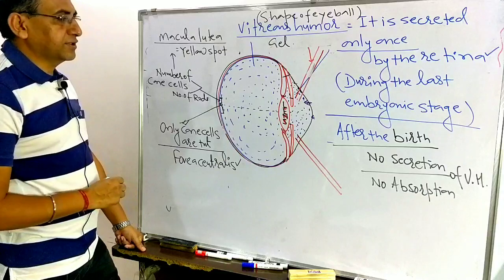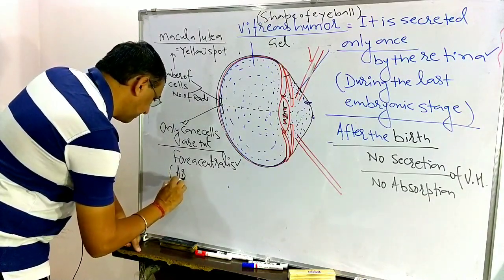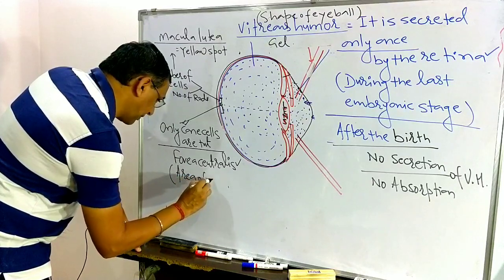This area is known as the fovea centralis here, and fovea centralis is the area of sharpest vision.